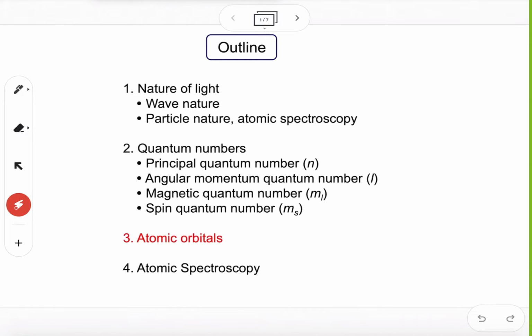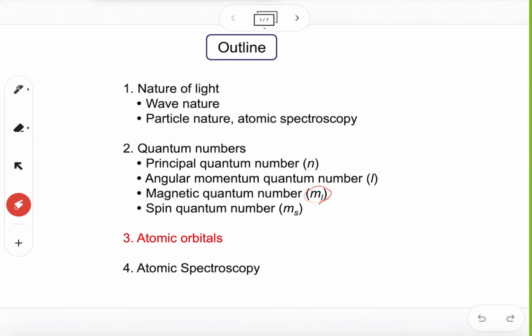All right, folks. In this video, we're going to talk about atomic orbitals. More specifically, we're going to take a look at how those atomic orbitals look, their orientation and their shape. In the second topic, we talked about the quantum numbers, and we learned how we use the three quantum numbers to define atomic orbitals, right?